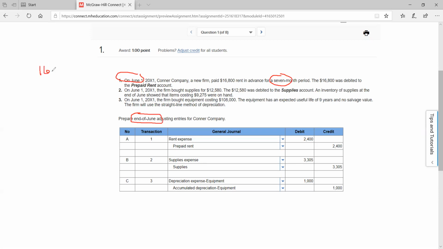So what you do is you take that $16,800 and you simply divide it by 7. That would give you your $2,400 per month. That's essentially your expense per month. So you debit the rent expense, and then you're going to be crediting prepaid rent for that $2,400. Again, that would be the first one.